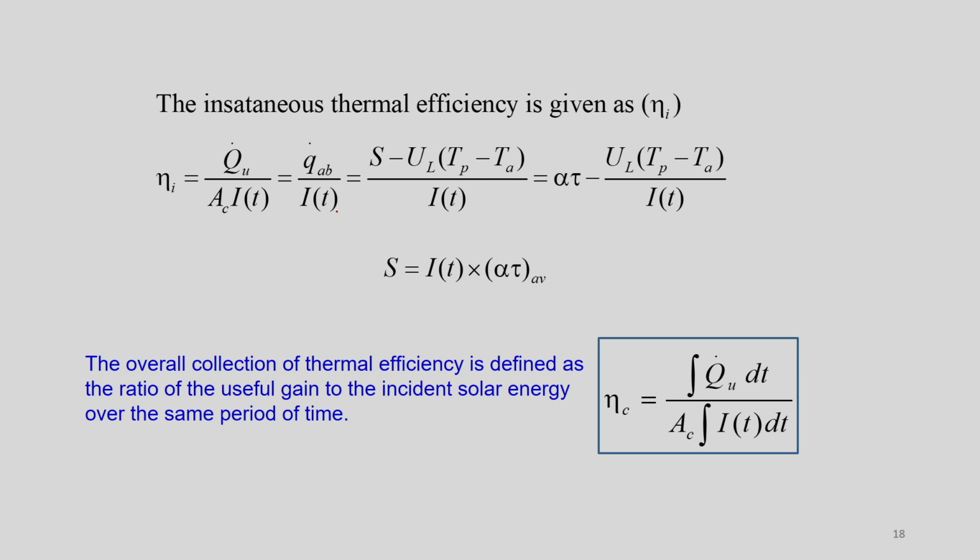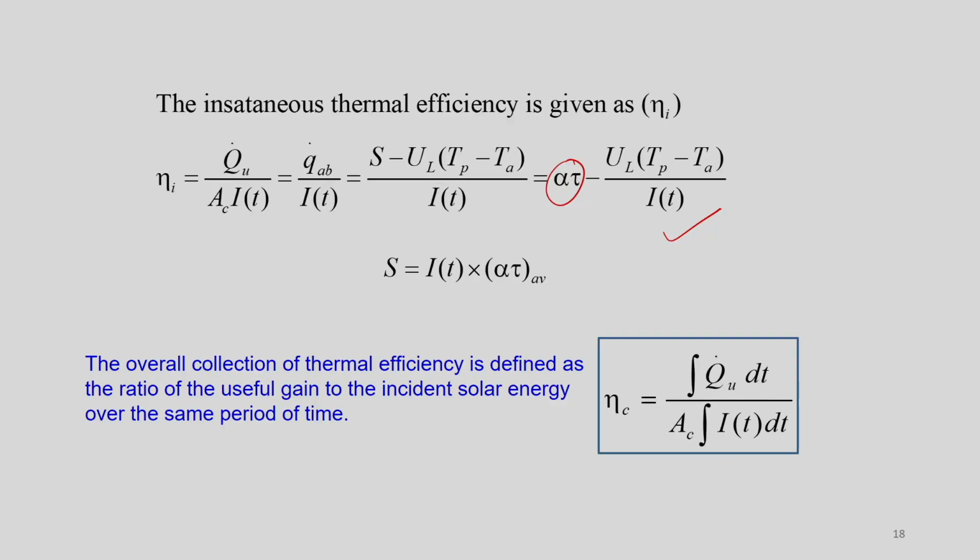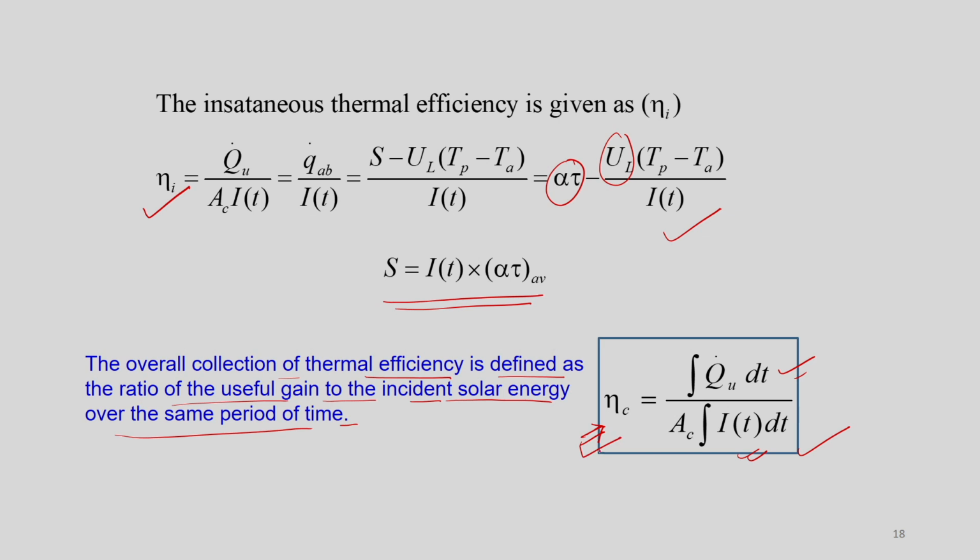Also, instantaneous efficiency is important. At any moment, if we need to know the efficiency of the collector, we can straightaway use this expression once we know the tau alpha value and the overall loss coefficient. The overall collector thermal efficiency is defined as the ratio of useful gain to the incident solar energy over the same period of time. To calculate this collector efficiency, we can integrate over time. This is for useful heat gain and this is for the amount of solar radiation received at a particular site. So, this expression is for instantaneous efficiency and this is for time-based collector efficiency.